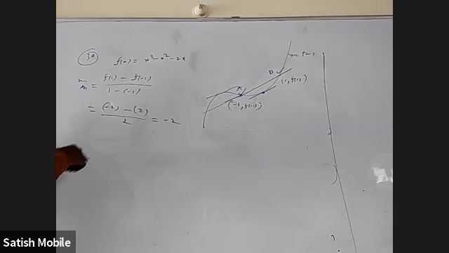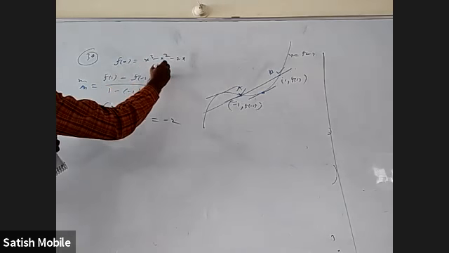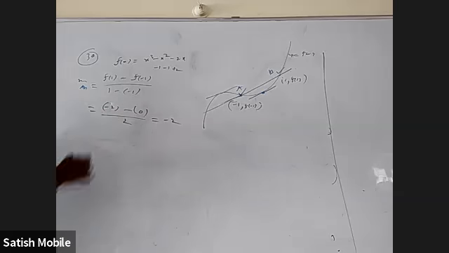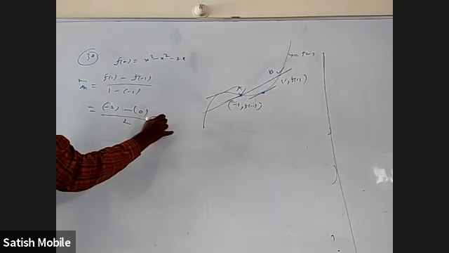Therefore, minus 1 is 0. This is minus 1, this is also minus 1, that is plus 2 or 0. Therefore, f of 1 is minus 2. Okay, fine. Then the slope will be minus 1.